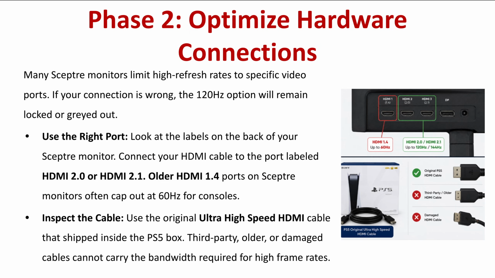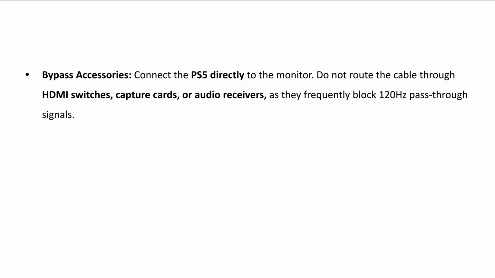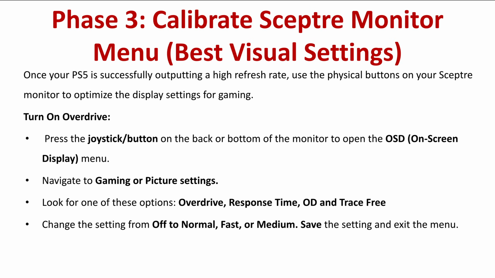Inspect the cable. Use the original Ultra High Speed HDMI cable that shipped inside the PS5 box. Third-party, older or damaged cables cannot carry the bandwidth required for high frame rates. Bypass accessories. Connect the PS5 directly to the monitor. Do not route the cable through HDMI switches, capture cards or audio receivers, as they frequently block 120Hz pass-through signals.